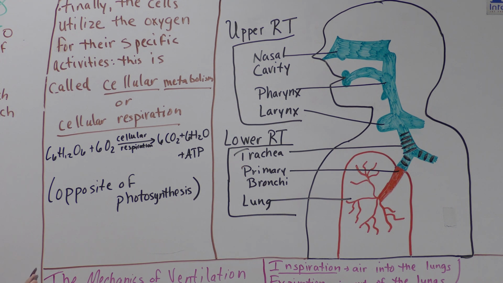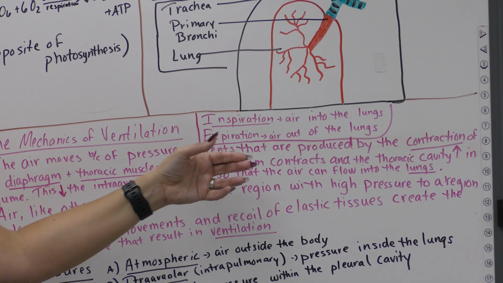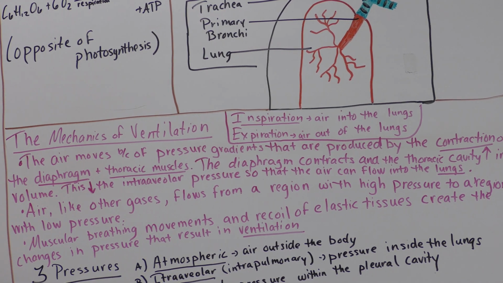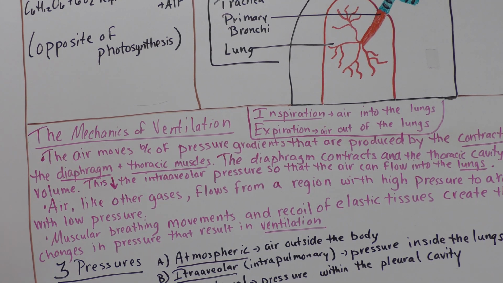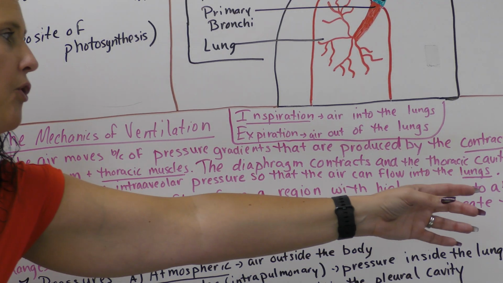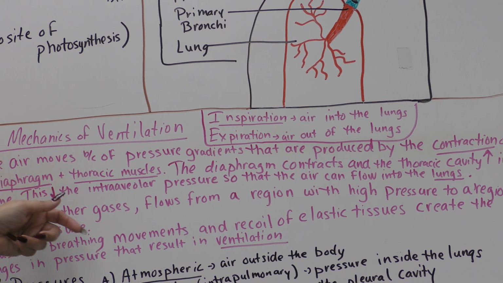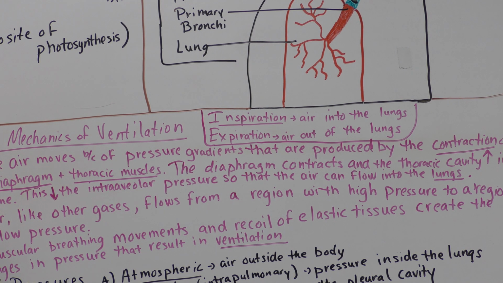And so we're going to look at the mechanics of ventilation. We have two processes: inspiration, which is air going into your lungs, and expiration, which is air going out of your lungs. The air moves because of what are called pressure gradients. And those are produced by the contractions of your diaphragm and the thoracic muscles. So when those contract, what they do is they open that space up. It contracts, the thoracic cavity increases in volume. It gets bigger. And then we have a decrease in the interalveolar pressure, and the air goes into your lungs, right? So air is like any other gas, and we talk about this in biology.